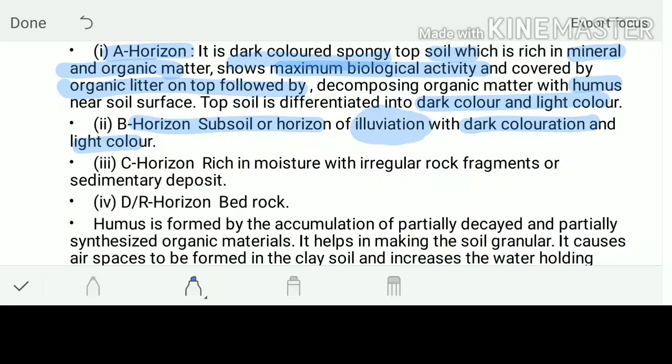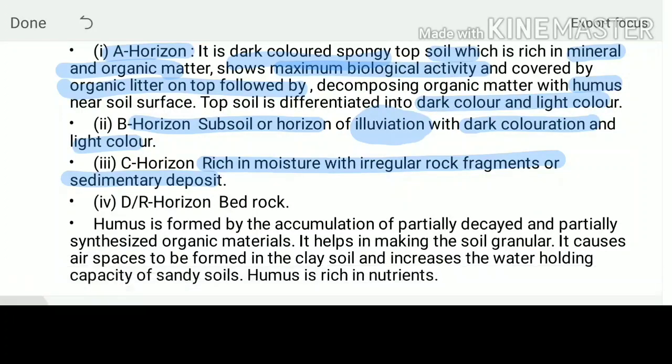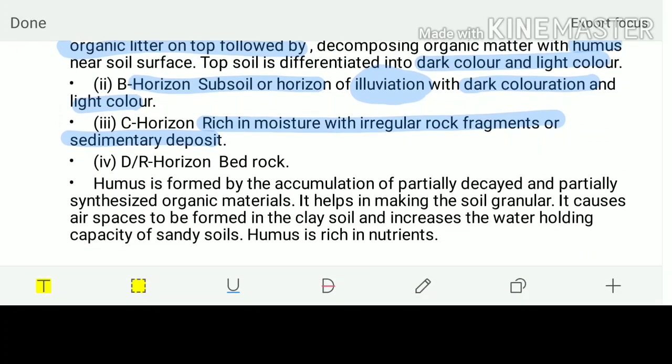C horizon is rich in moisture with irregular rock fragments. I repeat, the C horizon is rich in moisture with irregular rock fragments. Hopefully you have observed the C horizon as well. The D horizon, or last, is what we call the bedrock. There is one more name for the D horizon, called the R horizon. It is the solid one, the most solid one.